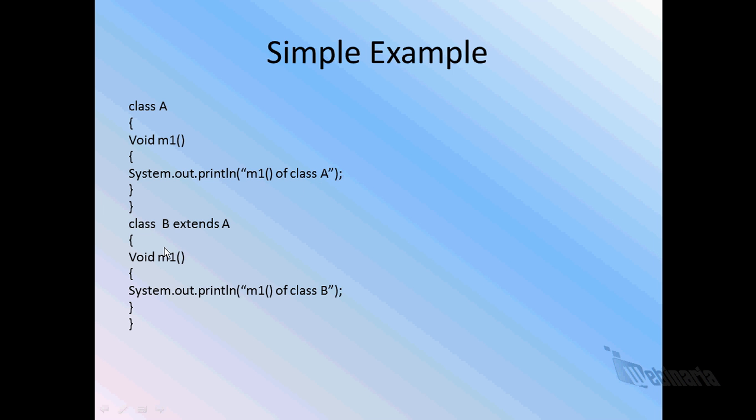Similarly in class B I have used the method M1. And if you observe here, the method I used in the superclass has the same name as the method I have used in the subclass. So this is the concept of method overriding, where the subclass is going to have a method with the same name and signature as the method in the superclass. So here the subclass method m1 is going to print m1 method of class B, and the superclass method m1 is going to print m1 method of class A.